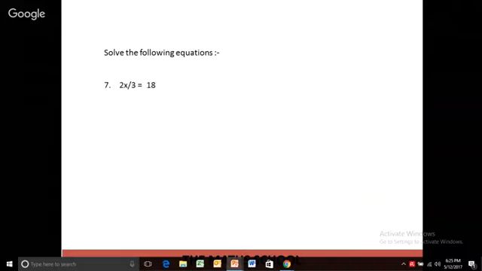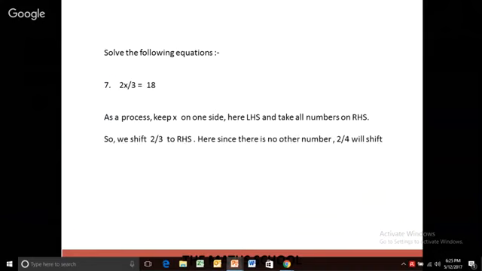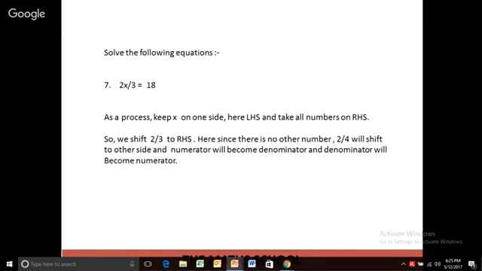Next, 2x upon 3 is equal to 18. Similar question. We have only two numbers with us, no plus minus sign. X we will retain on the left hand side. 2 by 3 will be shifted on the right hand side. Once it gets shifted on the right hand side, it will become a reciprocal of itself. So x is equal to 18 into, instead of 2 by 3 we will write 3 by 2. So which is 9 into 3, 18 gets divided by 2, x is equal to 27 is the answer.